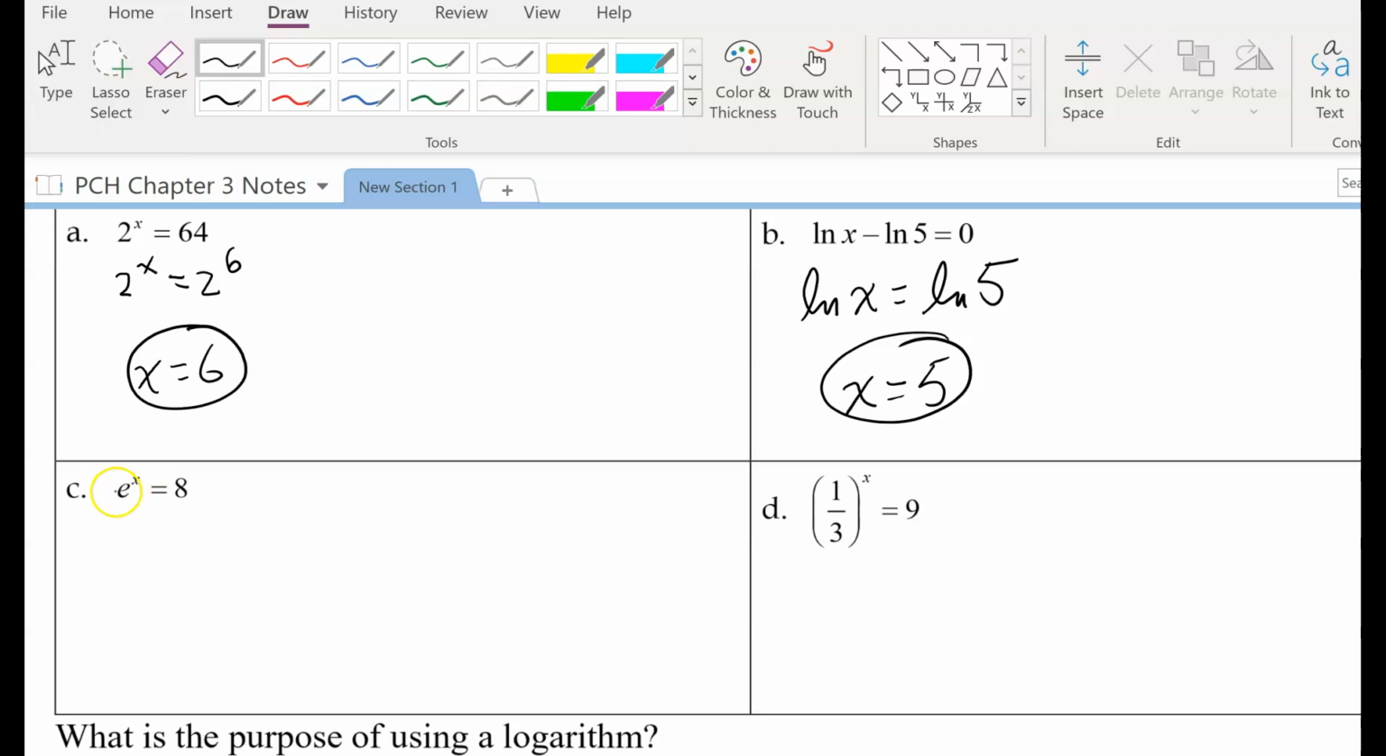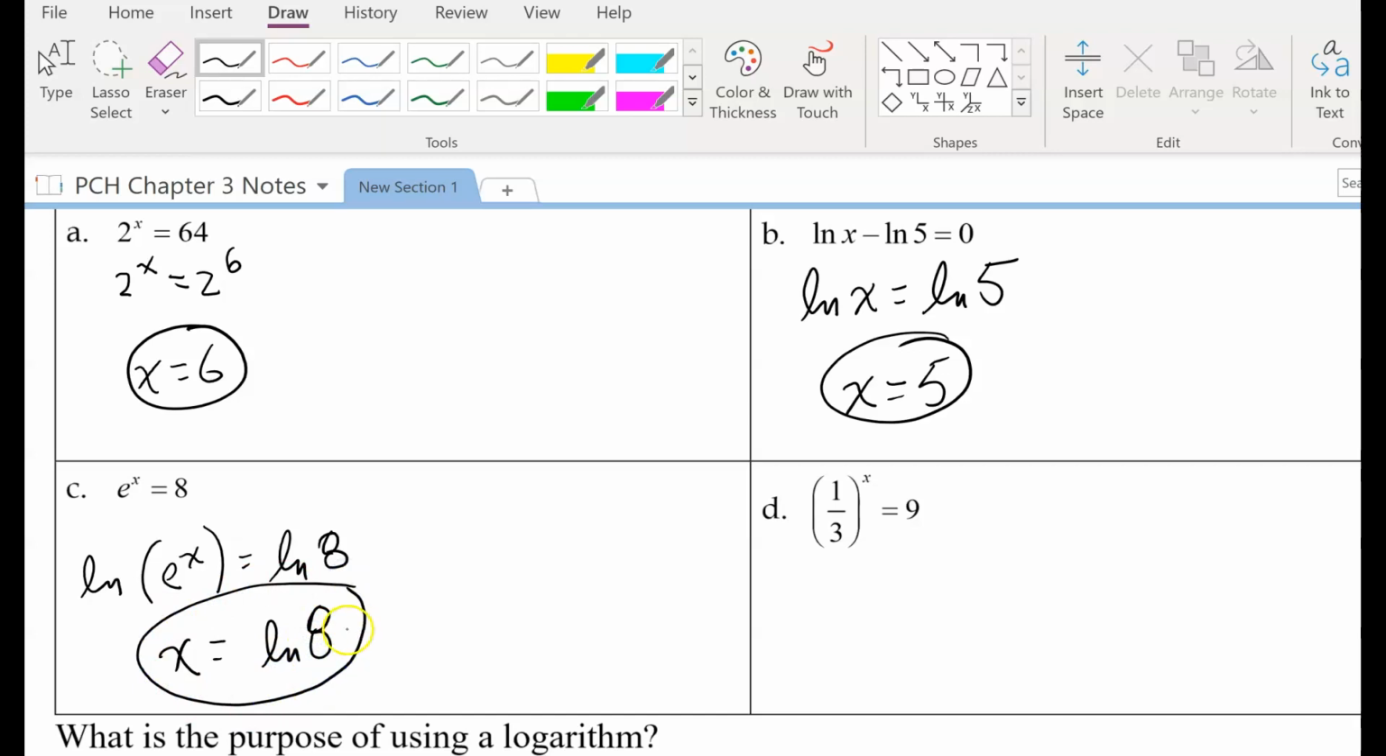So in this case, we're going to use our inverse properties. So I'm going to take the natural log of both sides. So the natural log of e to the x is equal to the natural log of 8. Our inverse property tells us that the natural log and e cancel each other out. So on this side we're left with x is equal to natural log 8. So without a calculator, this answer is going to be sufficient. With a calculator, we would just plug that in and figure out what it is.